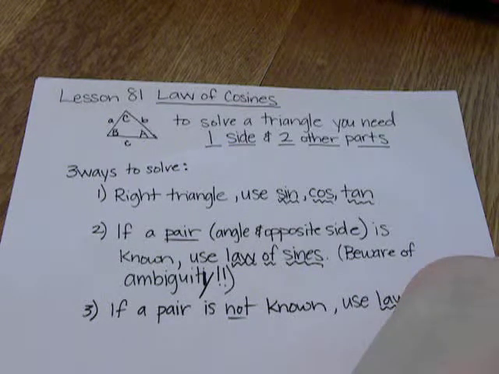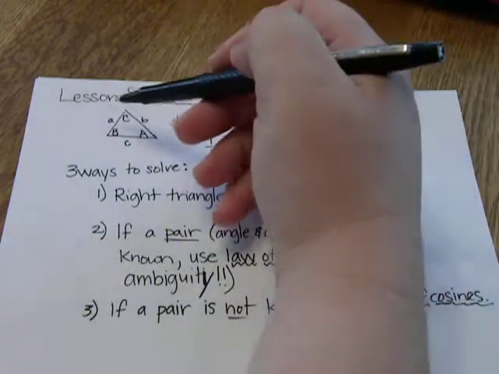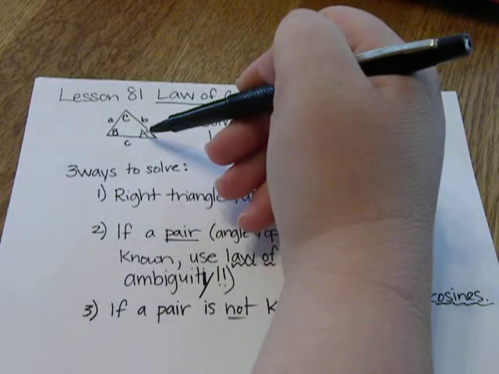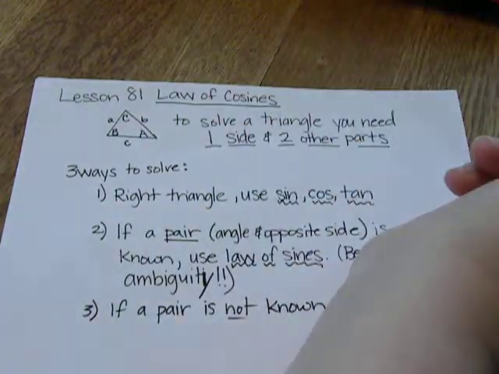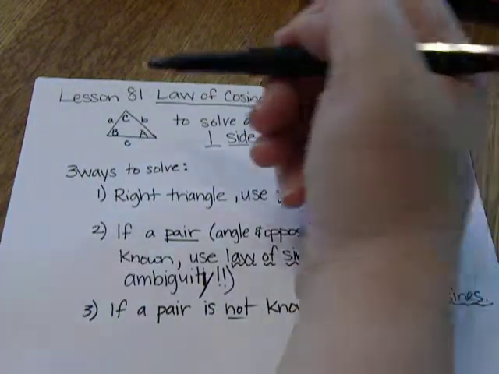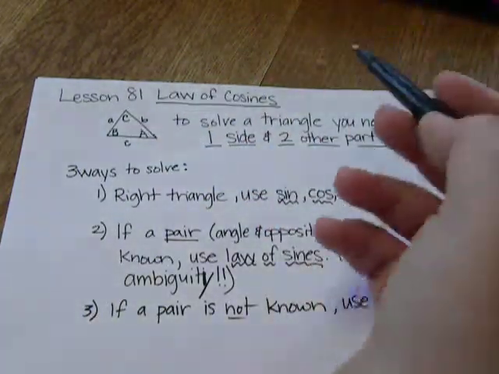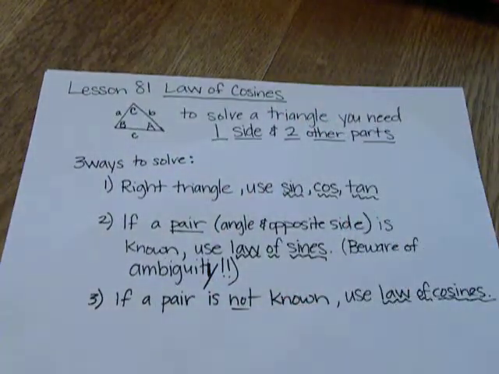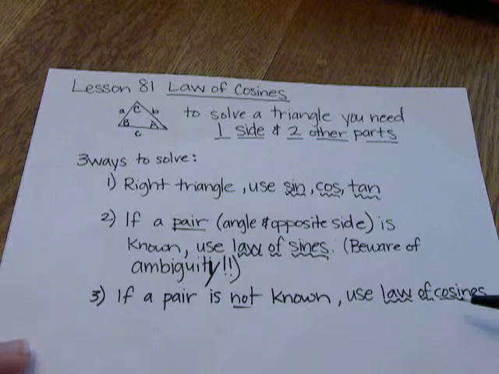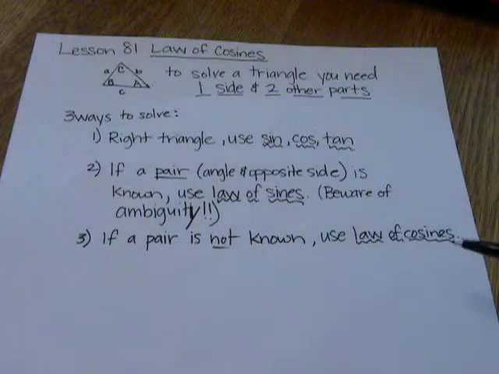And if you remember the law of sines, again, it was the side over the sine of the angle. So a over sine of A equals b over sine of B equals c over sine of C, and you solve it. But you have to know one pair. Okay, if you don't have a pair, then we go to our third option. Our third option is using the law of cosines. Okay, and that's what we're going to talk about today.